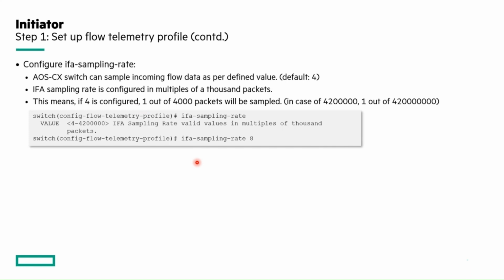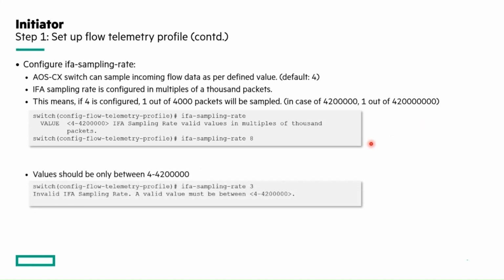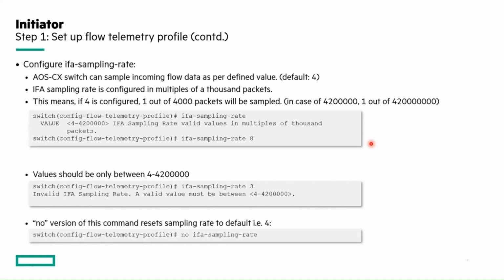In case the upper limit, that's 420,000, is configured, it will be around 0.42 million. Now the value should be only within this interval, and the no version of this command resets the sampling rate to default, that is 4.